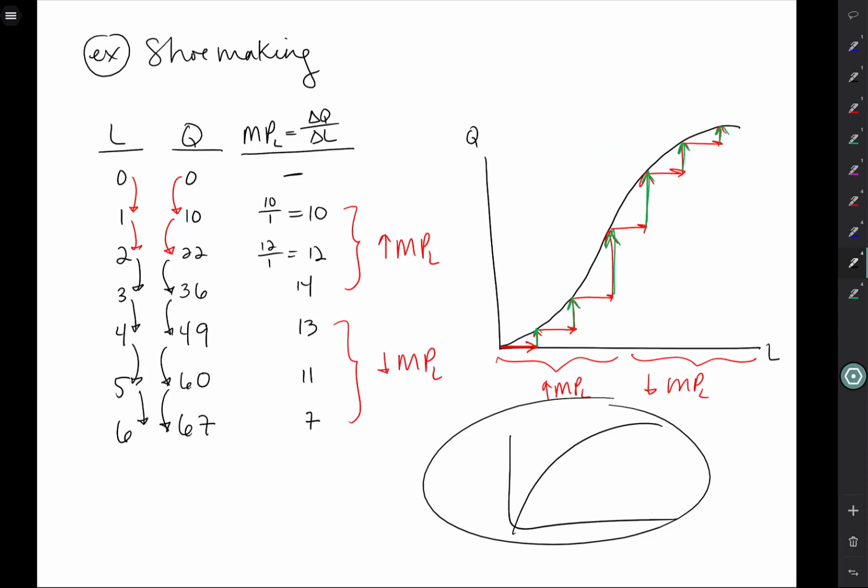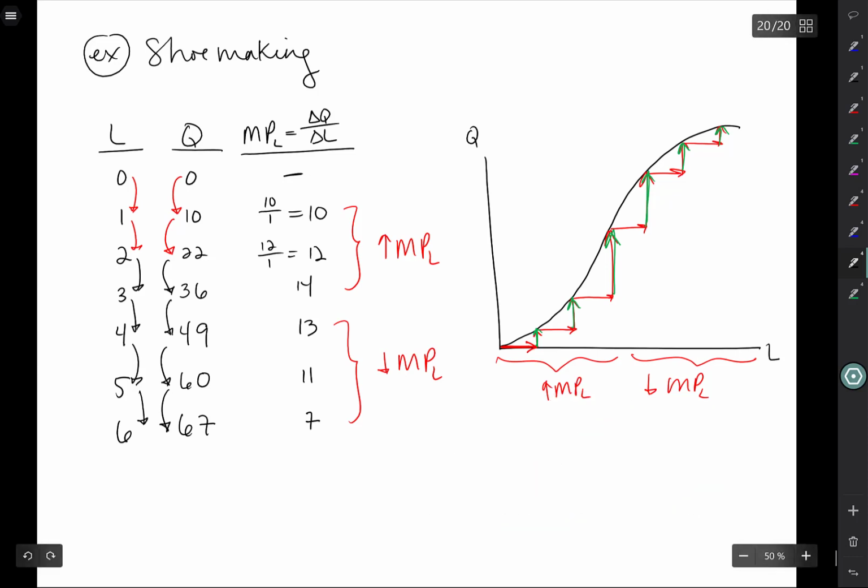And why? Because something is fixed. In my shoemaking example, the fixed inputs were the machines they had available, the scissors, the glue, or however you bind them together, or even the building space, the facility that you're in. Eventually, you will start bumping elbows. Always remember that concept.